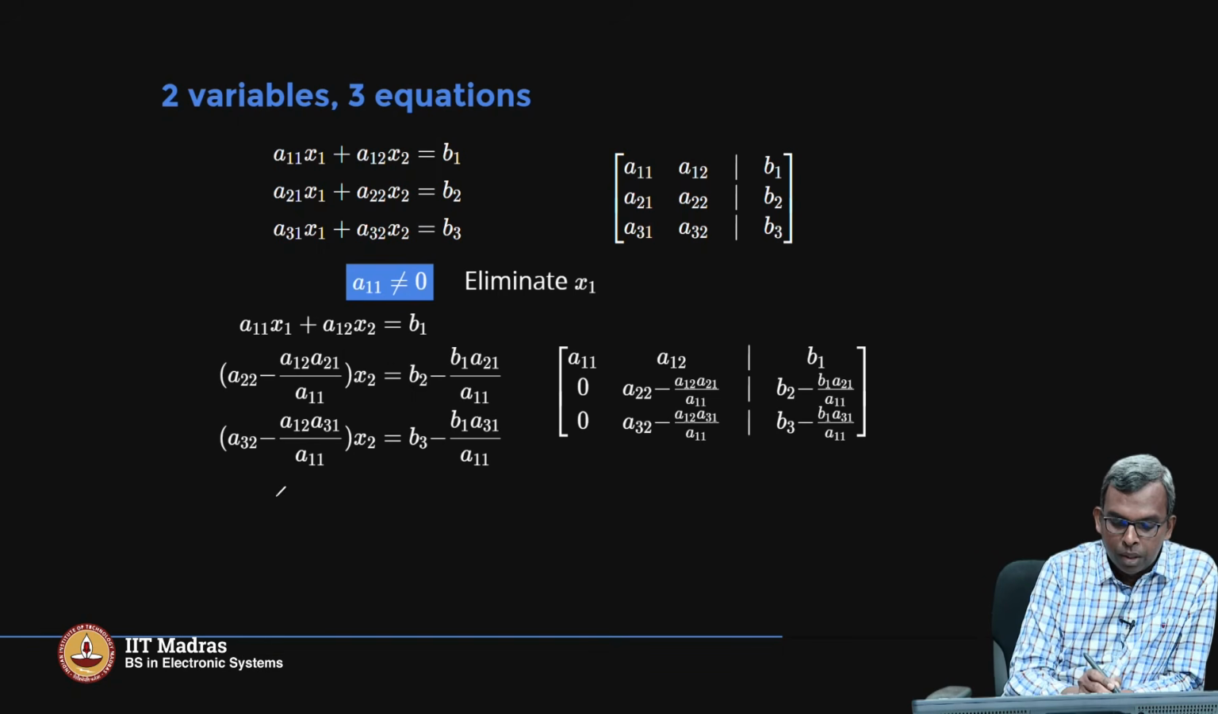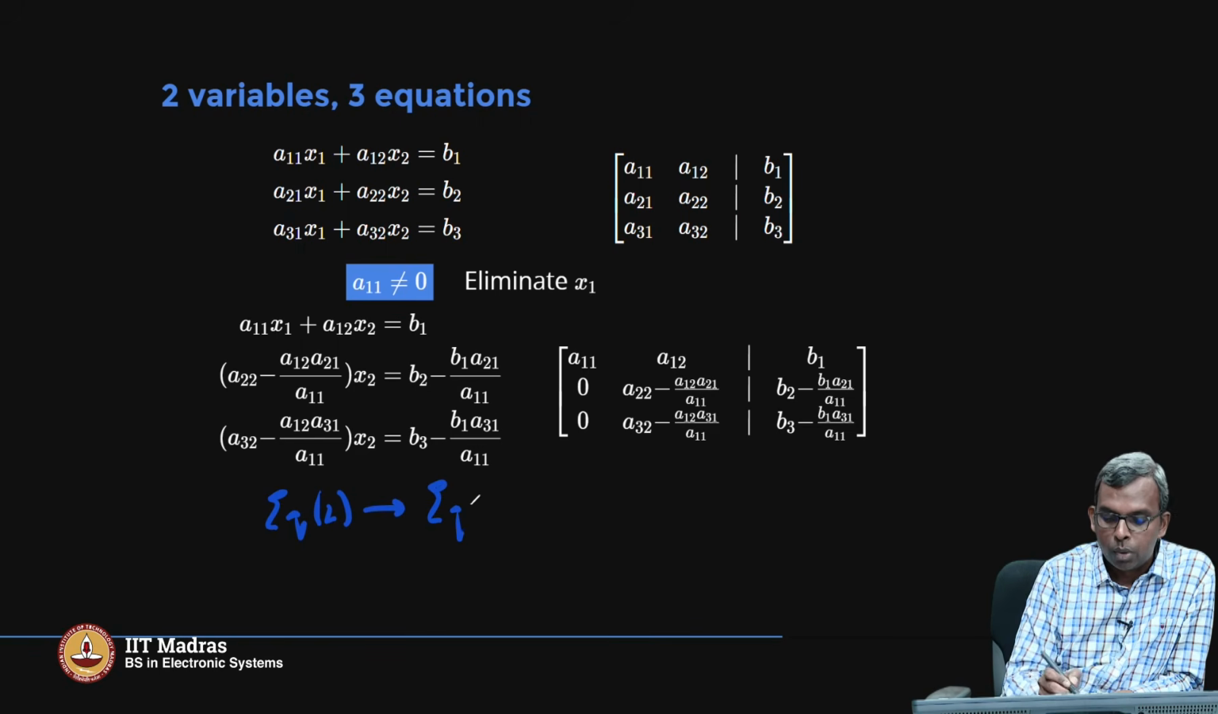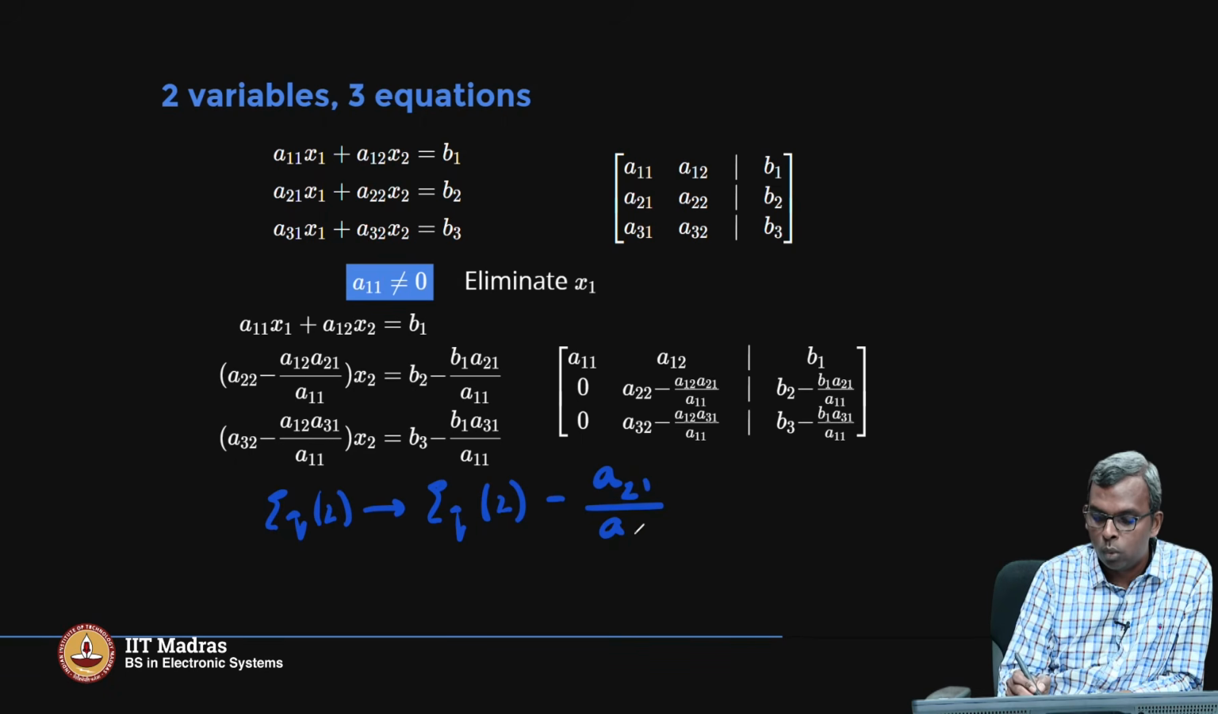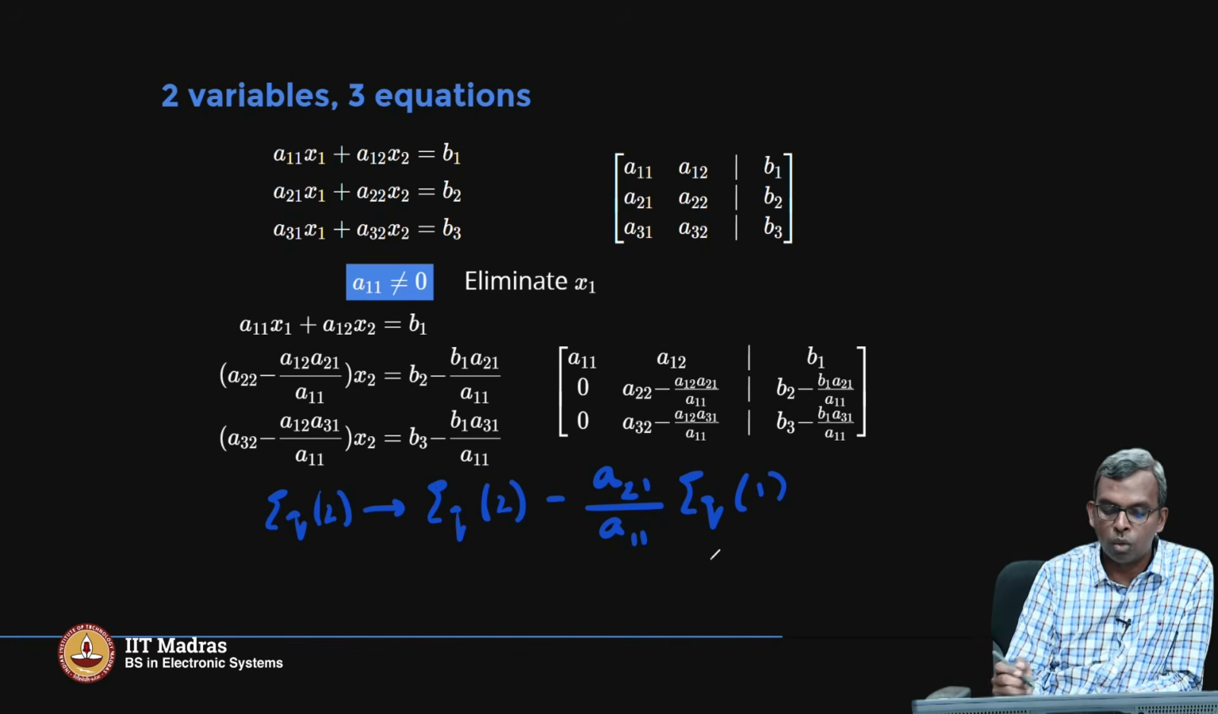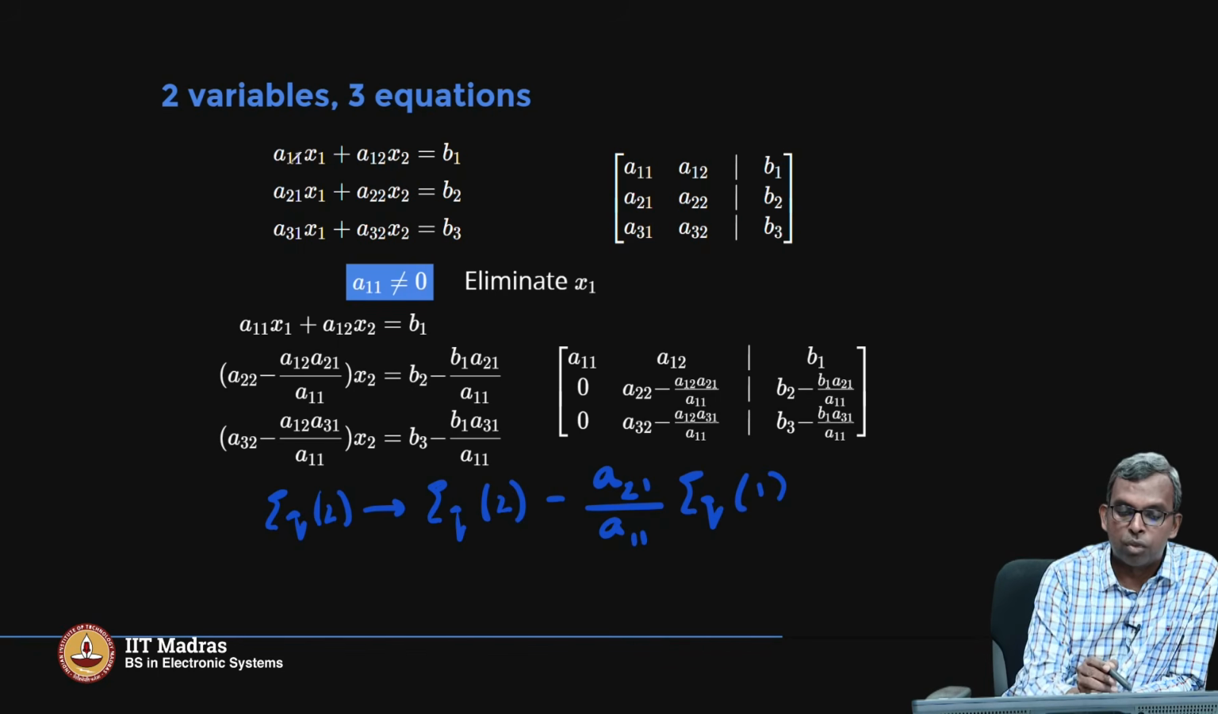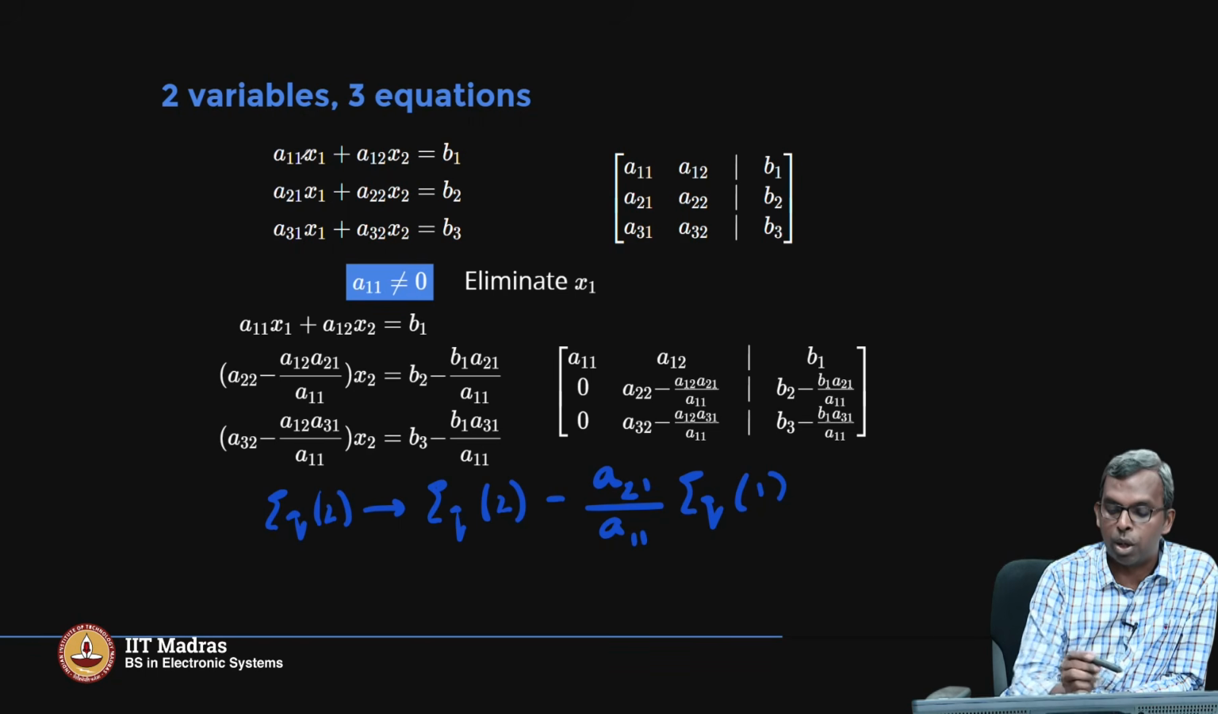So, what exactly have I done here? I have done equation 2, you replaced it with equation 2 minus a21 by a11 times equation 1. Okay, so that is what has happened here. So, the first equation got multiplied by a21 by a11 and then I subtracted this from the second equation, I subtracted the product. So, that is what I did.